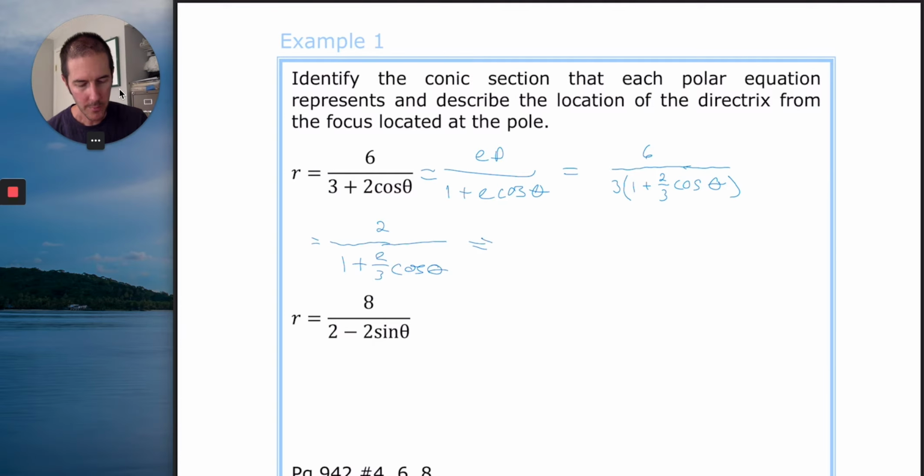What I learn from this equation now in standard form is that the coefficient on the trig function, which is cosine in this case, that coefficient is my E value, my eccentricity. There it is, and since my E value is less than 1, I know that the resulting graph would be an ellipse. So let's jot that down.